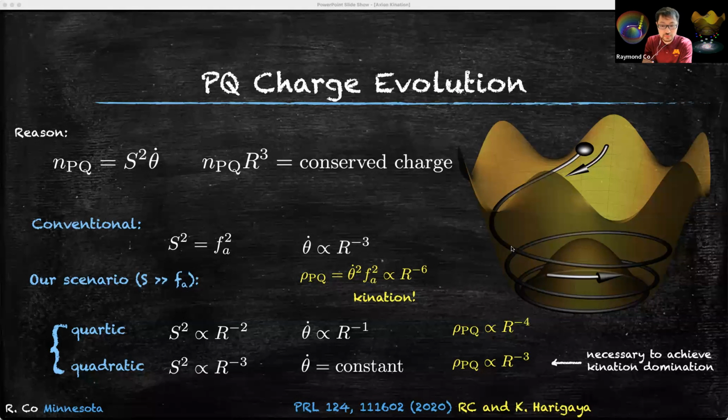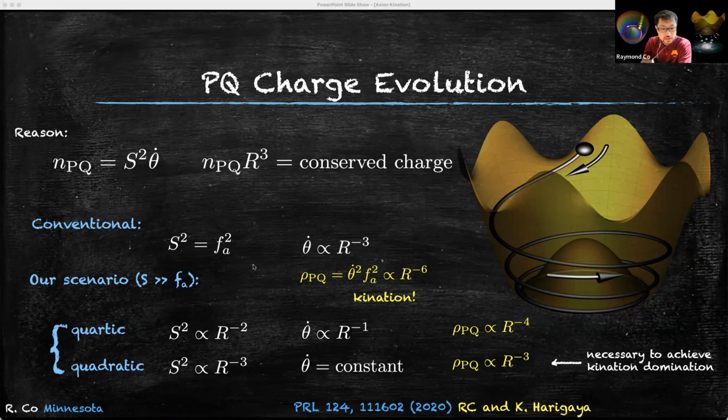Then the energy density of this rotation, which is the kinetic energy, given by theta dot squared fa squared, must scale as r to the minus 6. And this is nothing but kination that we saw in the previous slides. This is the scaling of the kination period. And this is also intuitively understood because when you're at the minimum of the potential, you have no more potential energy. What you carry is only the kinetic energy. So that also satisfies the intuitive understanding or definition of kination.